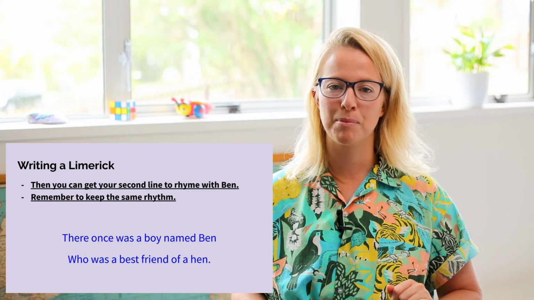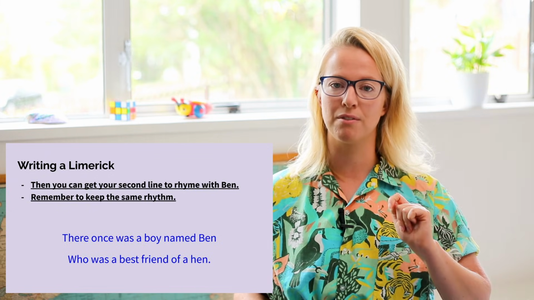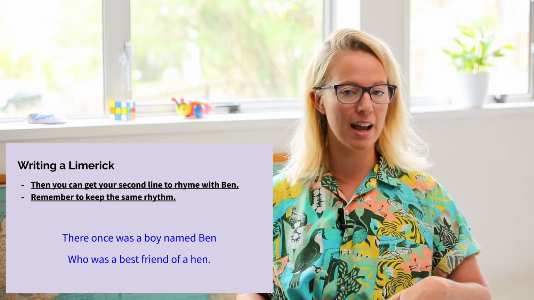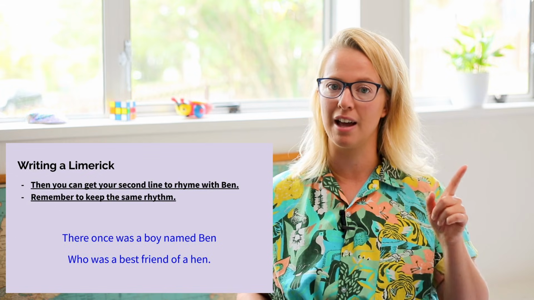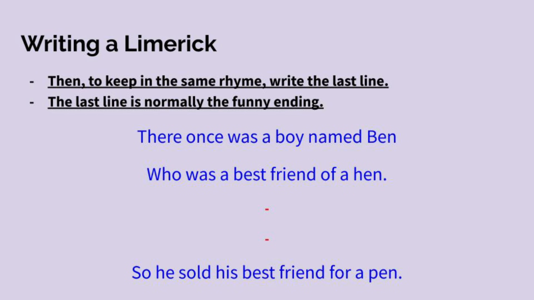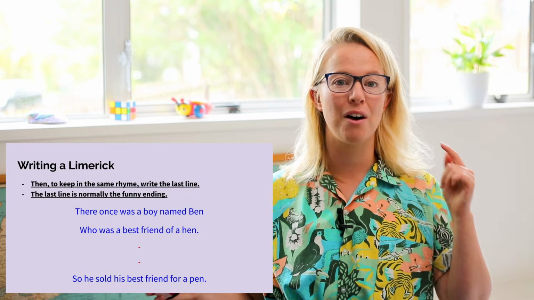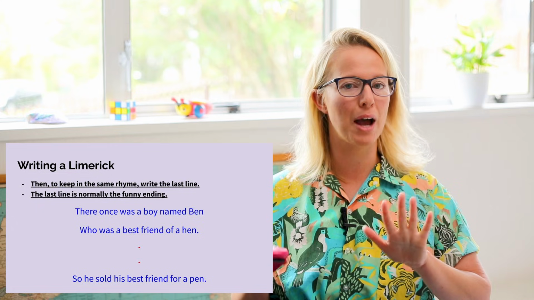Okay, to make it easier, because we're already doing line 1 and 2 that rhyme, I'm going to skip right to line 5 because that also rhymes with the first 2 lines. So we're going to write the last line now to keep that same rhythm, and normally the last line is the funny ending. So we need to make sure it's something that's going to make people laugh. So I'll read line 1, 2 and skip to line 5. There once was a boy named Ben who was a best friend of a hen. Da-da, da-da, da-da, da-da. So he sold his best friend for a pen. Okay, we have our first, second and fifth lines that are rhyming with each other.